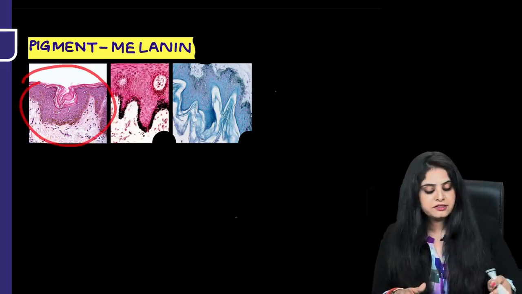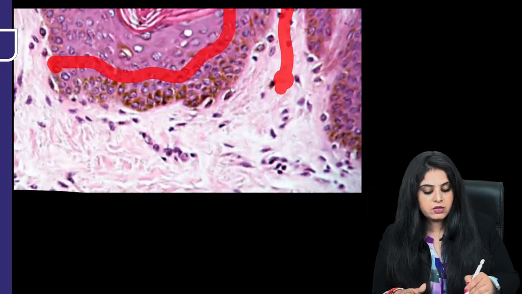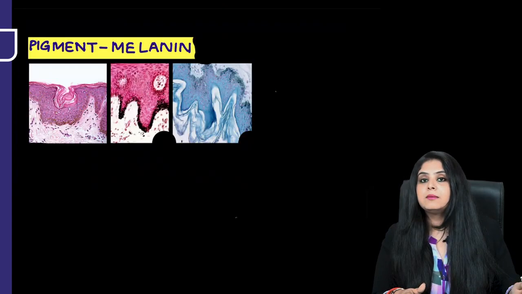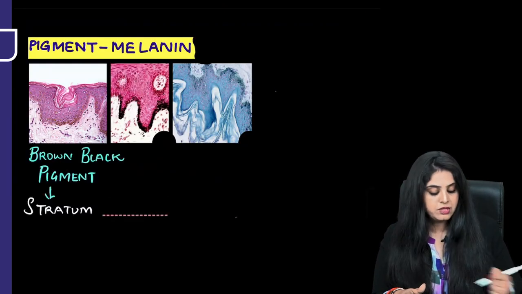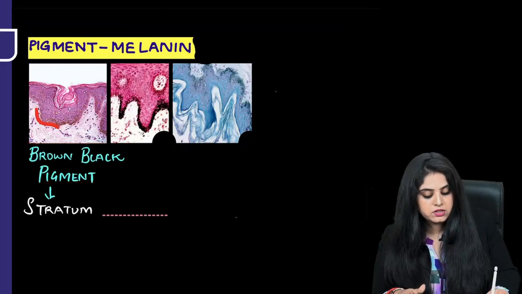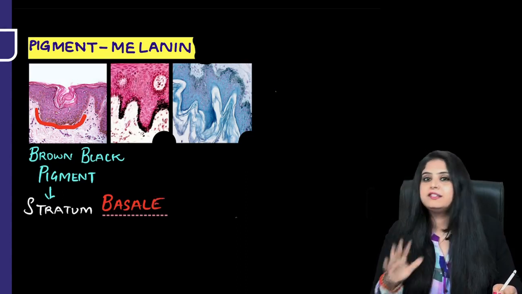So I've got you a skin section. If you want, we can zoom in. Can you all appreciate that there is a brown color pigment over here? So this brown color pigment that I'm talking about is melanin. And where is it present? If I ask you a question, the brown black pigment in the skin is present in which layer? You could see it was at the bottommost layer of the epidermis, meaning it is present in stratum basalis. Or in other words, the basal layer shows you melanin.